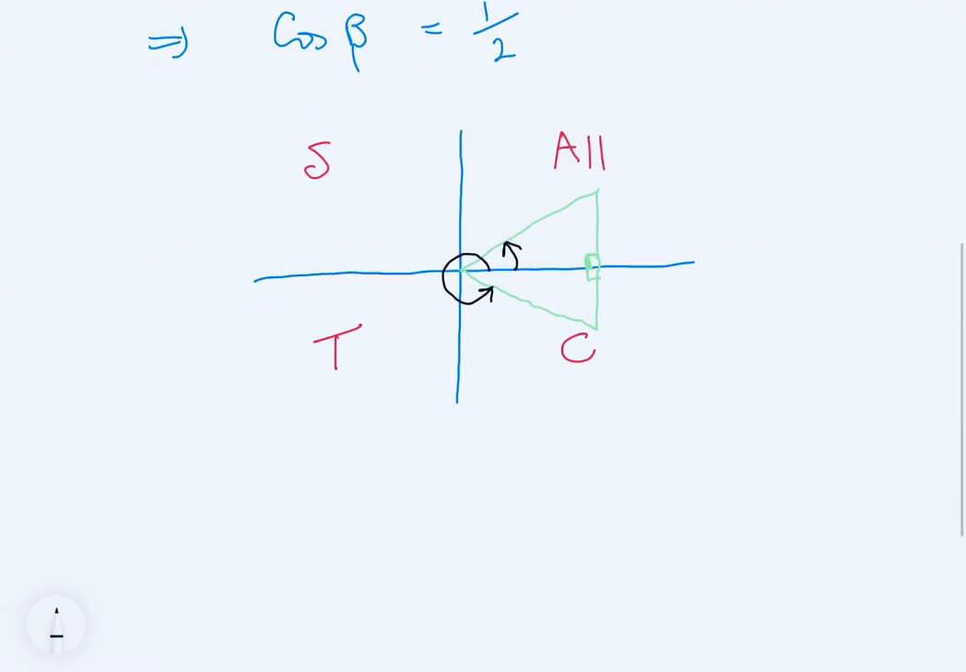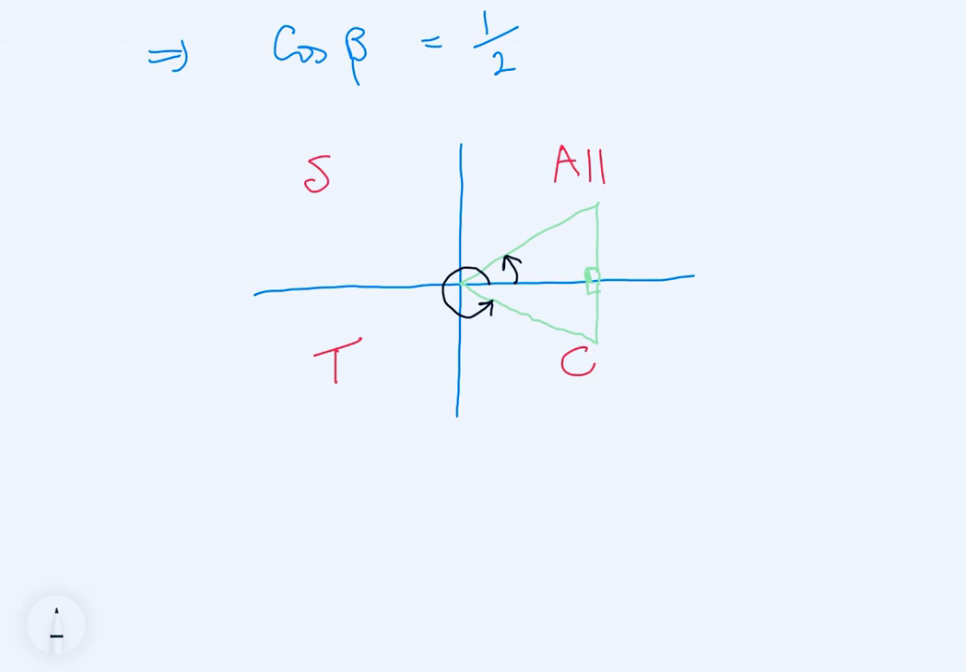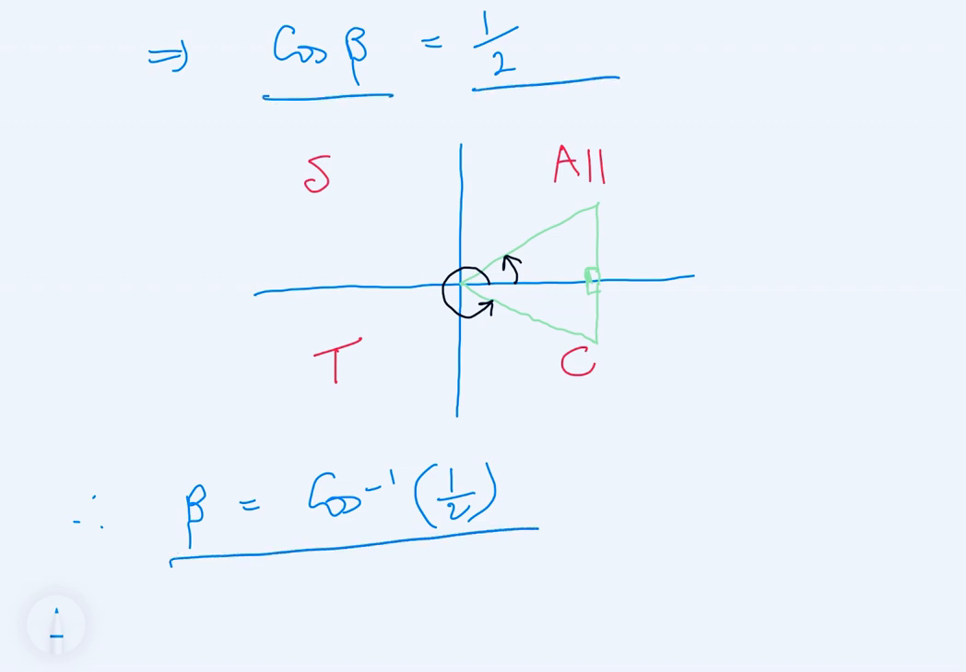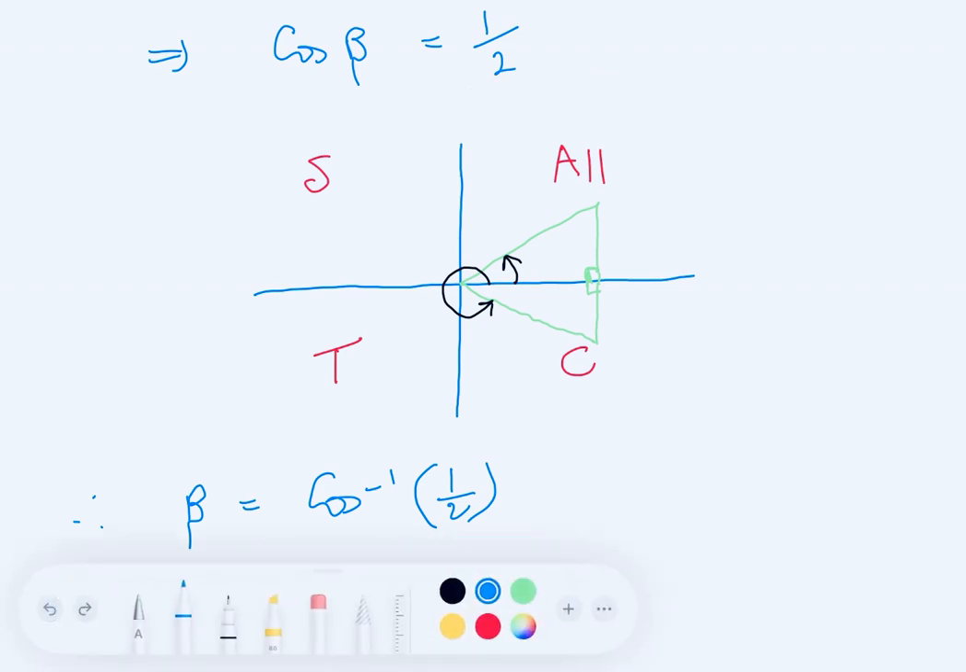So now to get the first solution, we can use the inverse cos function. So we have cos beta is equal to half. We solve that using the inverse cos function. So therefore, beta is equal to the inverse cos function of half. We basically apply the inverse cos function to this side and to this side, and we get this. Now this is going to give us the first solution, which is in the first quadrant.